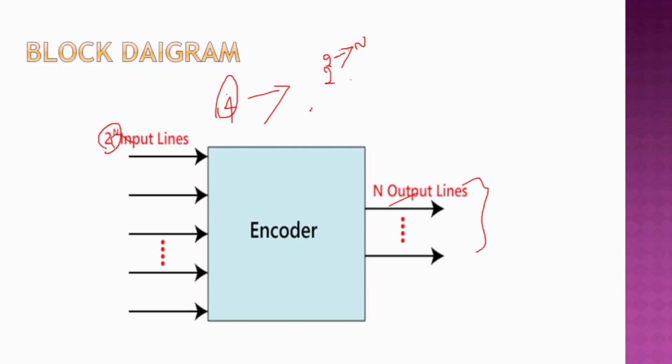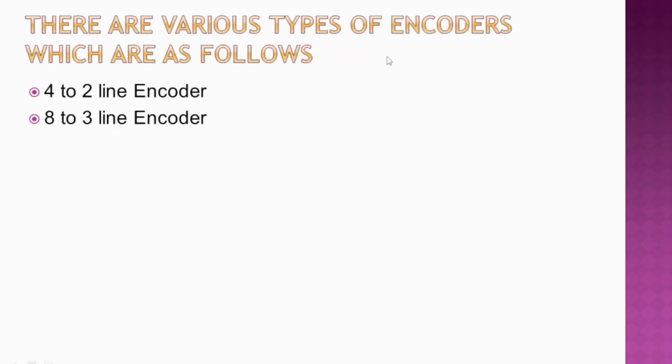If you provide 8 inputs, the 8 is written as 2 to the power of 3. So your output will be 3 when you use the encoder. 8 inputs means you will get 3 outputs. 4 inputs means you will get 2 outputs. There are various types of encoder. Here I am explaining a few of them.